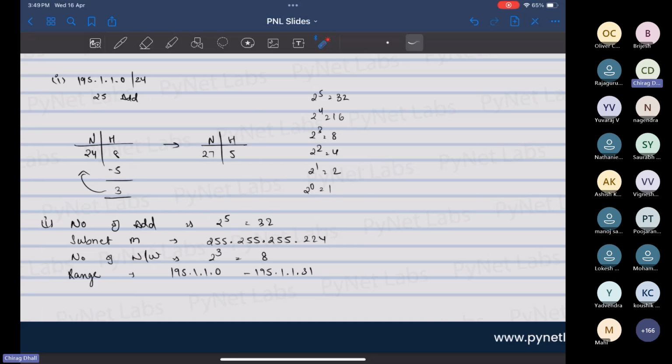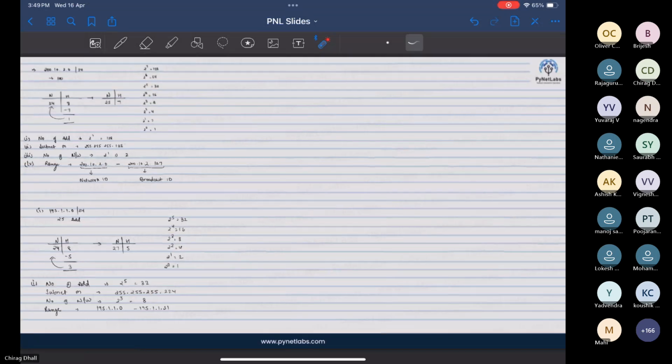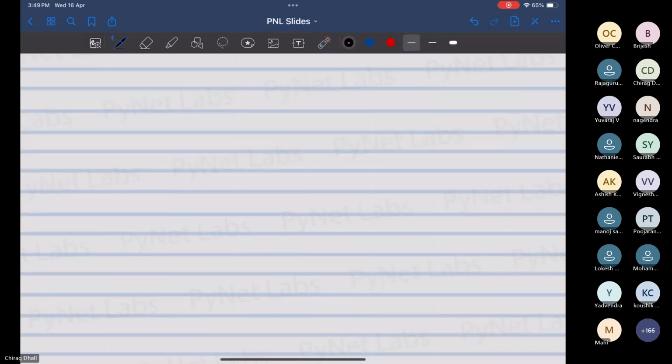Okay, I'll give you one more to try. You are provided with 210.10.0.0/24, and the requirement is 32 addresses. Try to calculate this, take your time, and then we will speak about the solution.